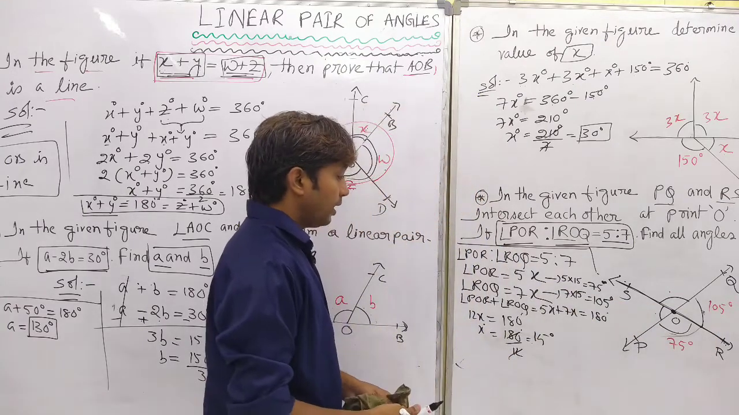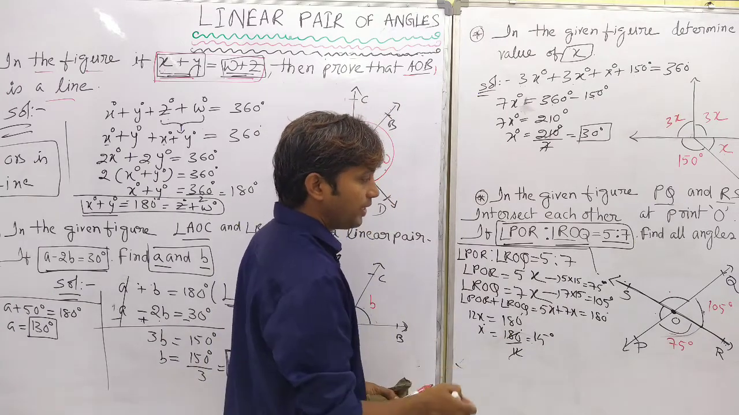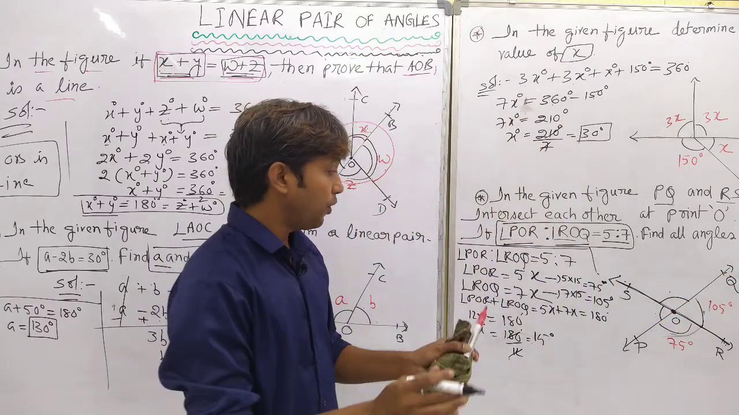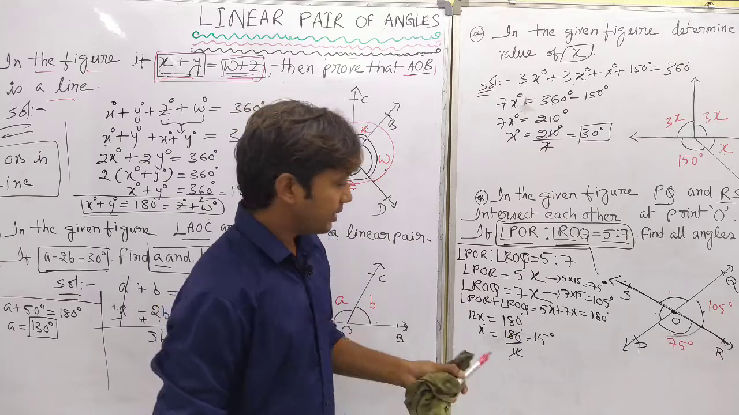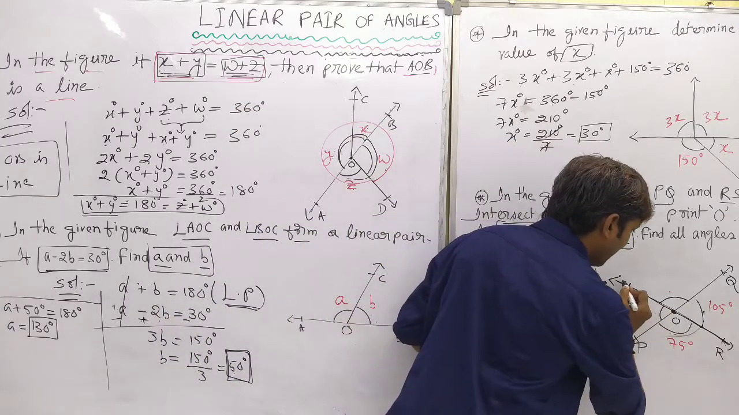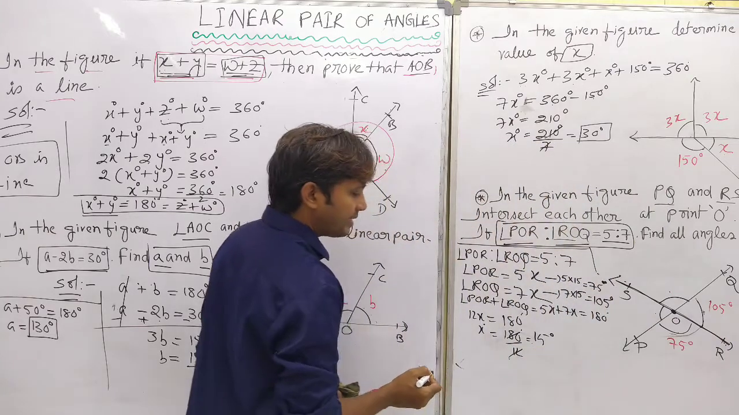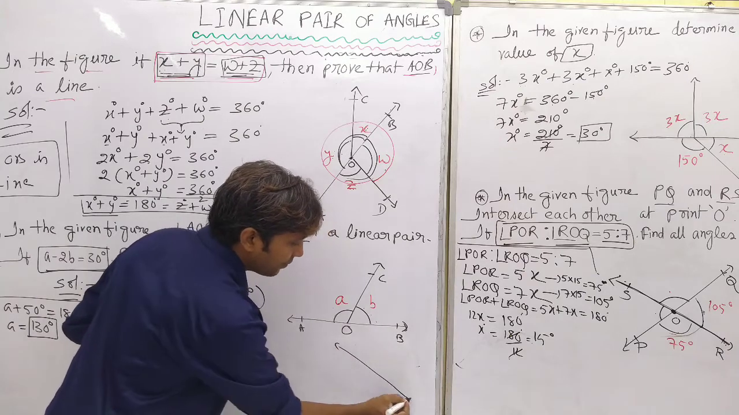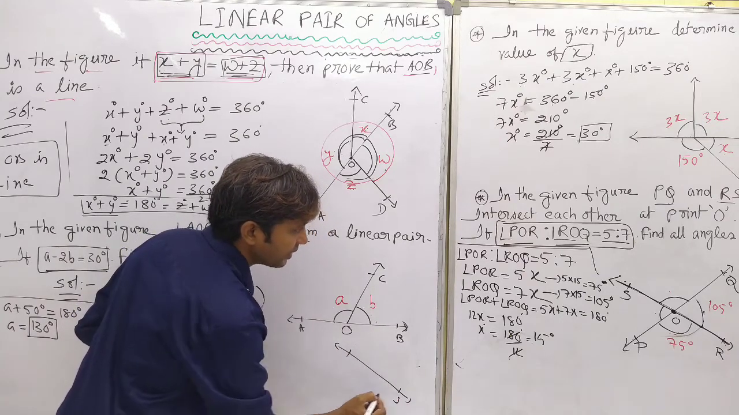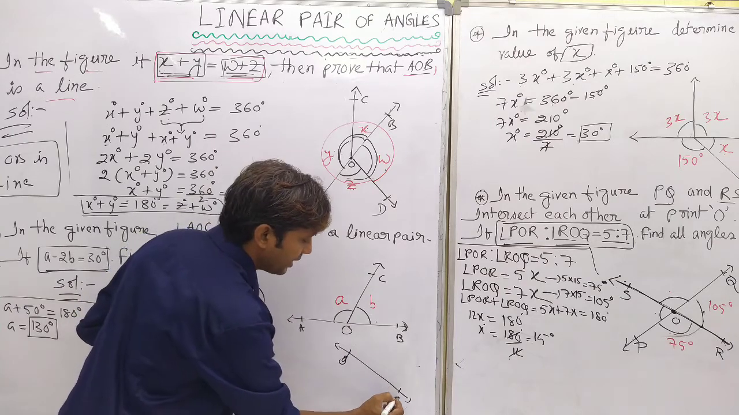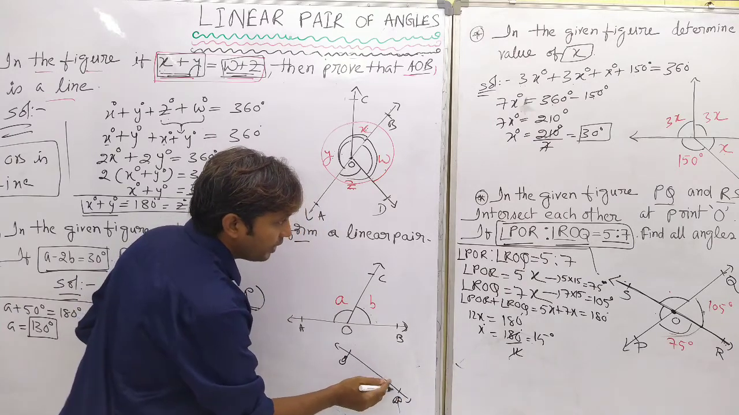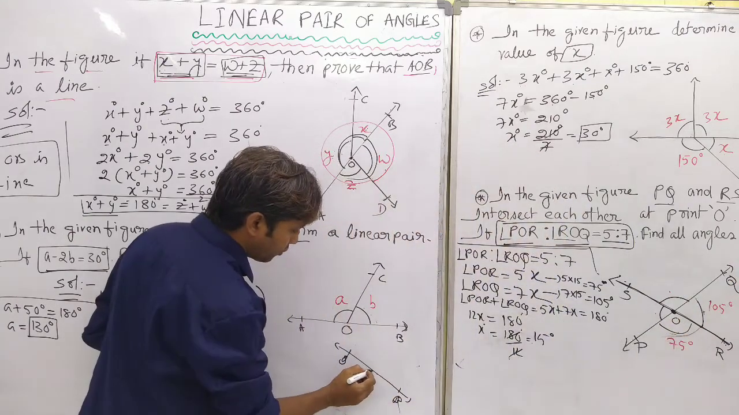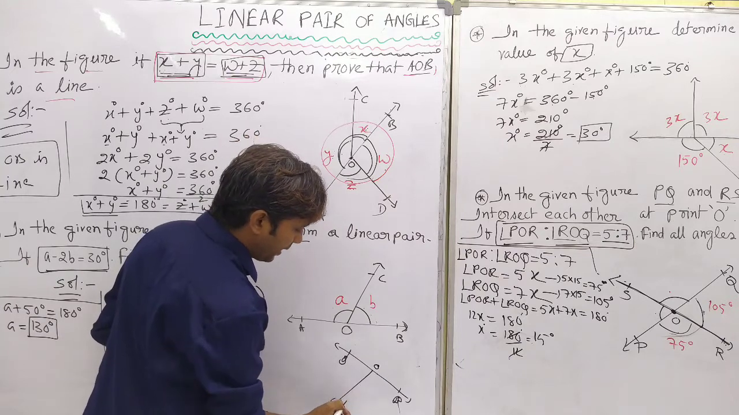Now we obtained these two values, and we need to find POS and SOQ. If you want to find them, what do you need to consider? Can we consider this SR as a straight line or not? SR is a straight line. I'll show you in the figure. Now consider only this part, this ray. Let OP be a ray.